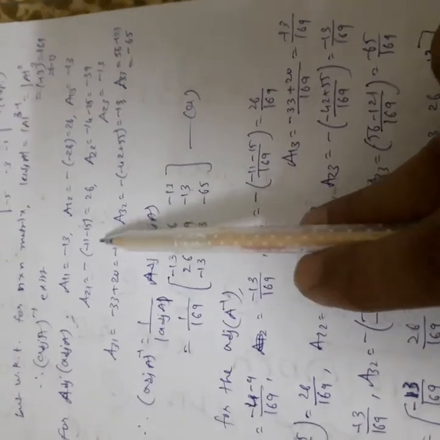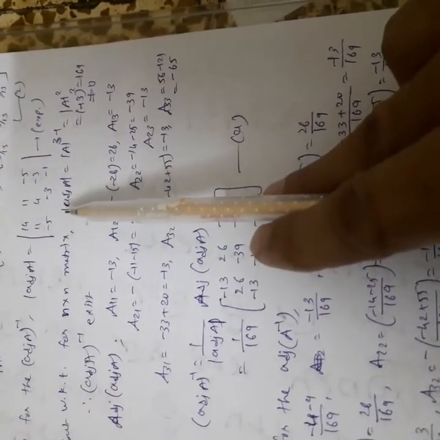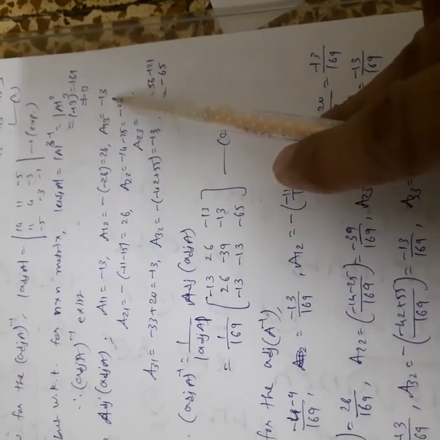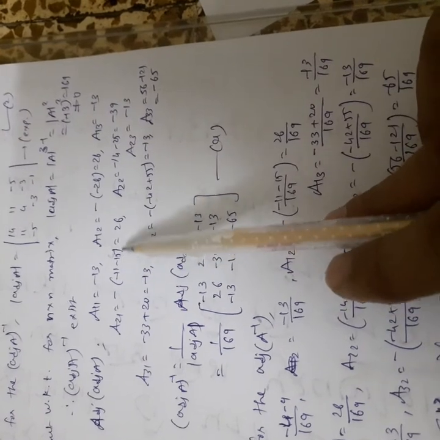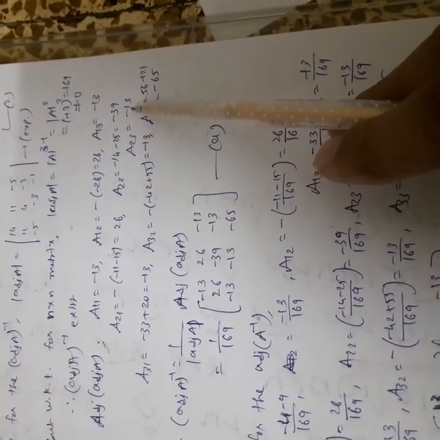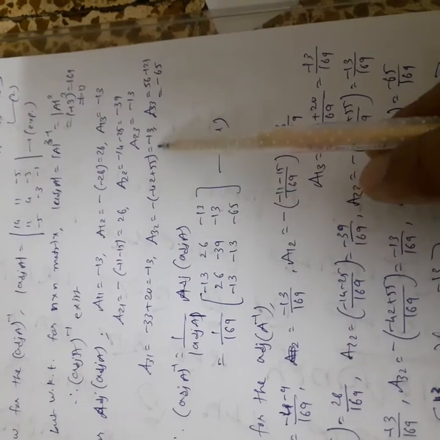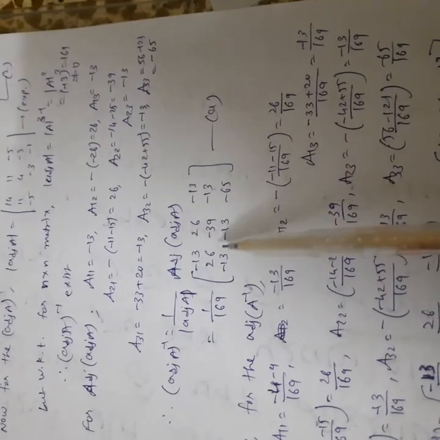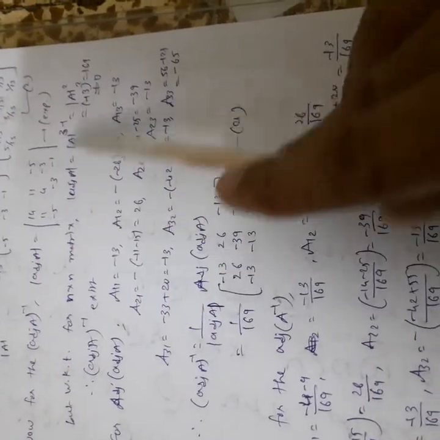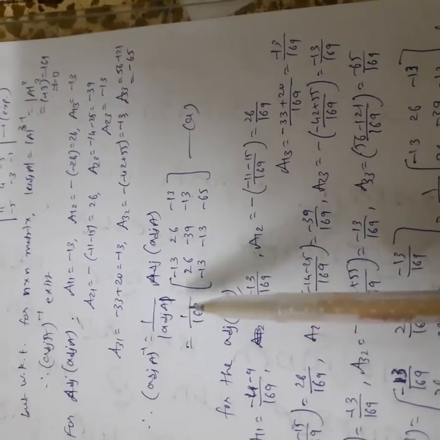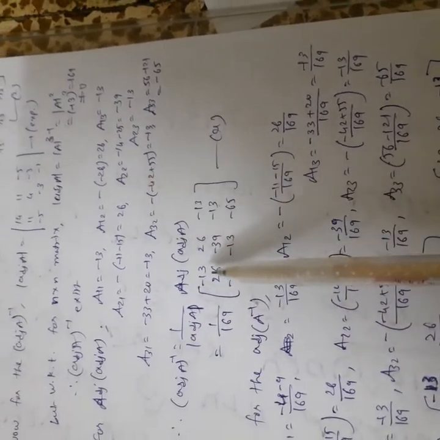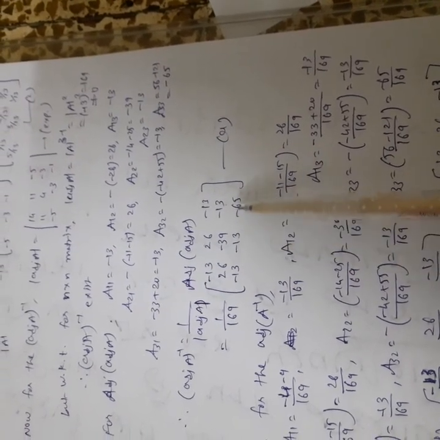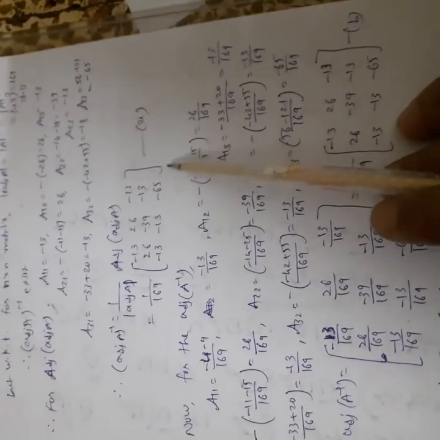These are the cofactors of each and every element of adjoint A. We keep them in column form. Then minus 13, 26 and minus 13 are the elements of the first column. 26, minus 39 and minus 13 are the elements of the second column. And minus 13, minus 13, minus 65 are the elements of the third column. So we get the adjoint of adjoint A, that is this. Now determinant of adjoint is 169, so the inverse of the adjoint is 1 upon 169 times the matrix with rows minus 13, 26, minus 13; 26, minus 39, minus 13; minus 13, minus 13, minus 65. This is our result.